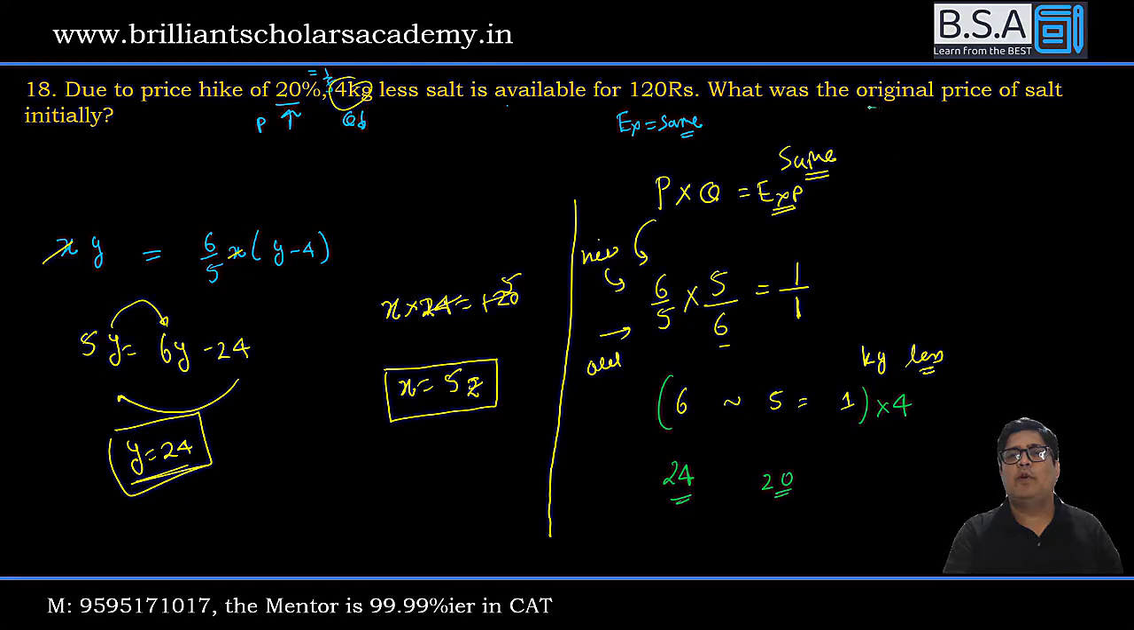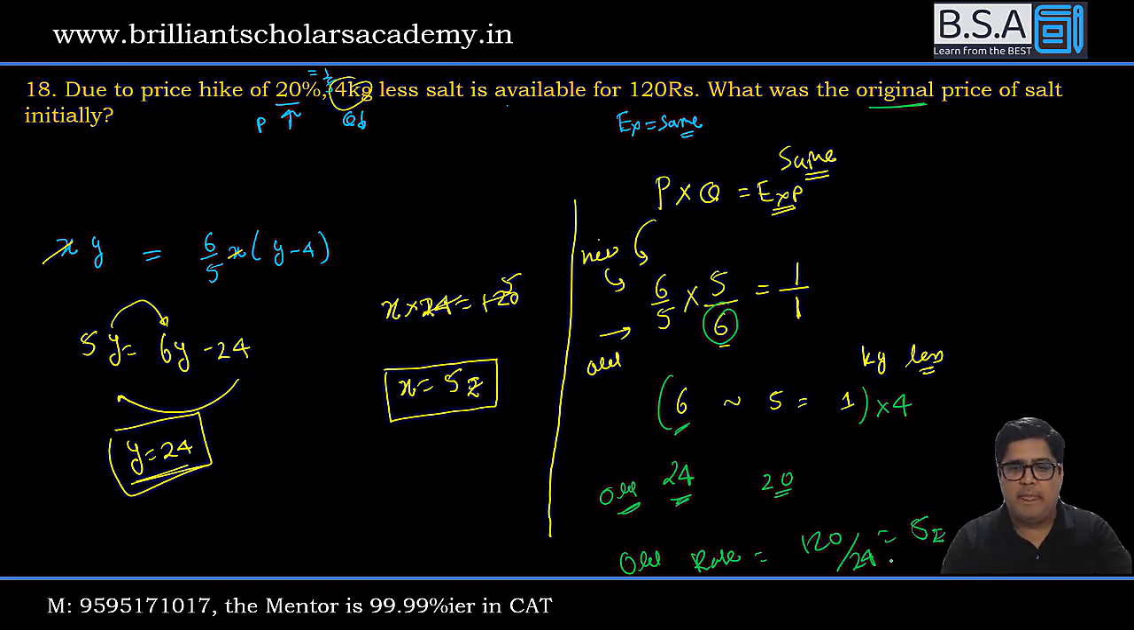What do you want? Original price. These were the original or old quantity. Old quantity is the denominator 6, 24. So what was the old rate? 120 rupees upon 24 is 5 rupees. 5 rupees per kg was the old rate.